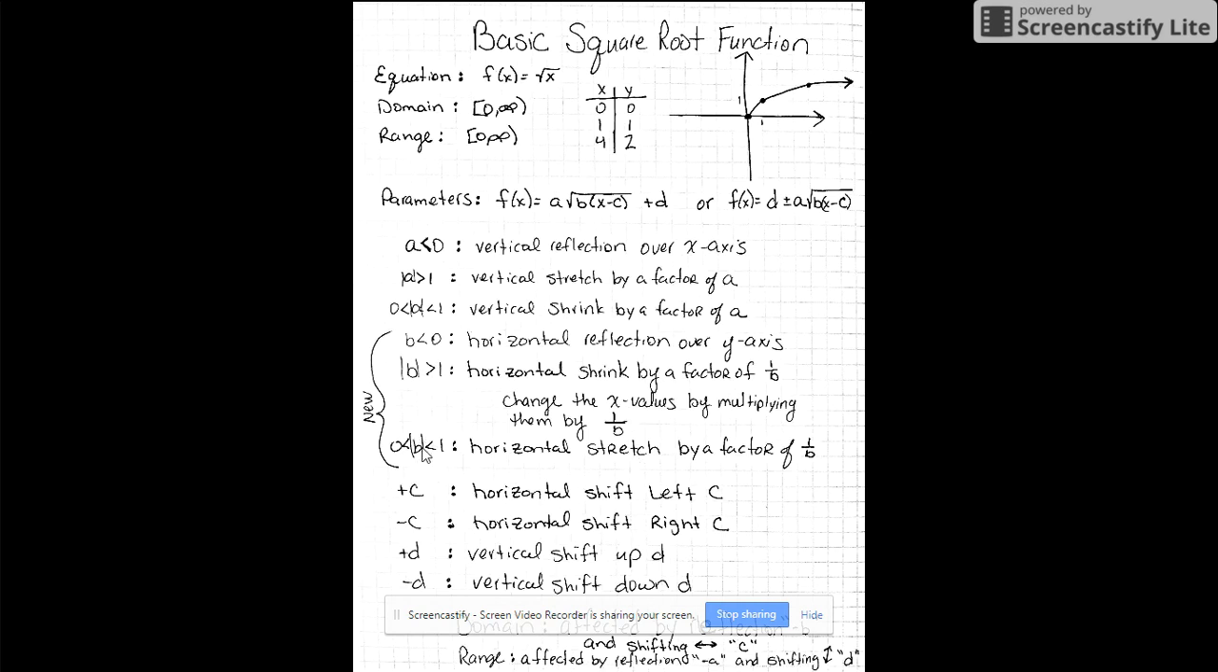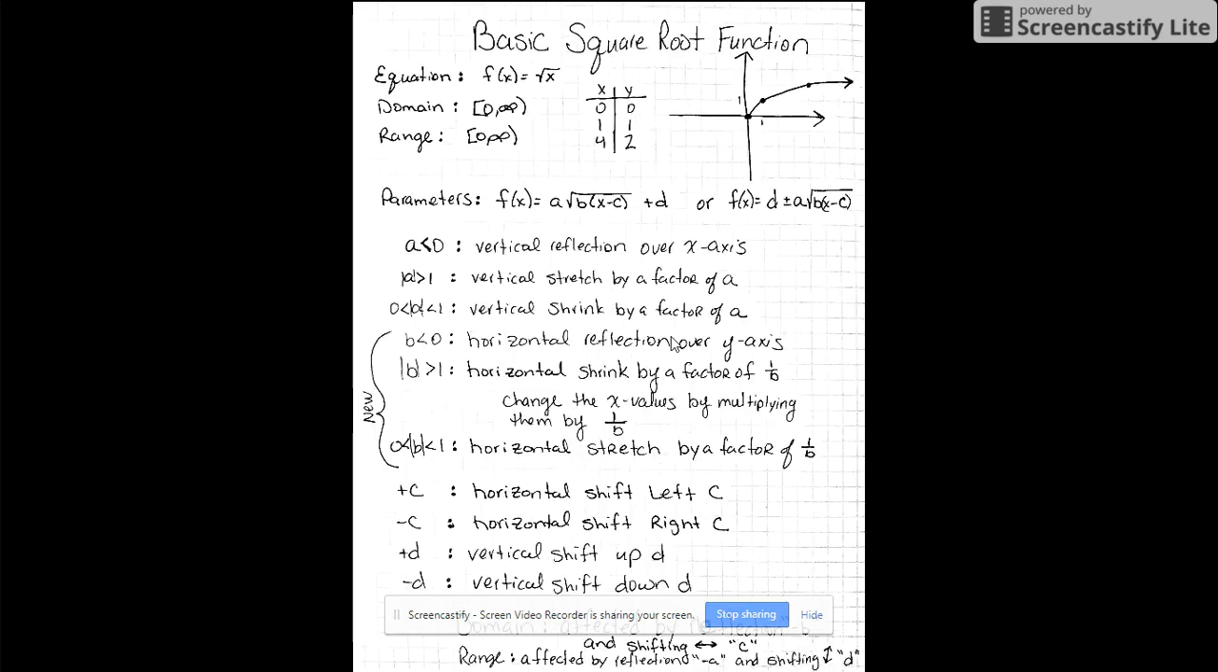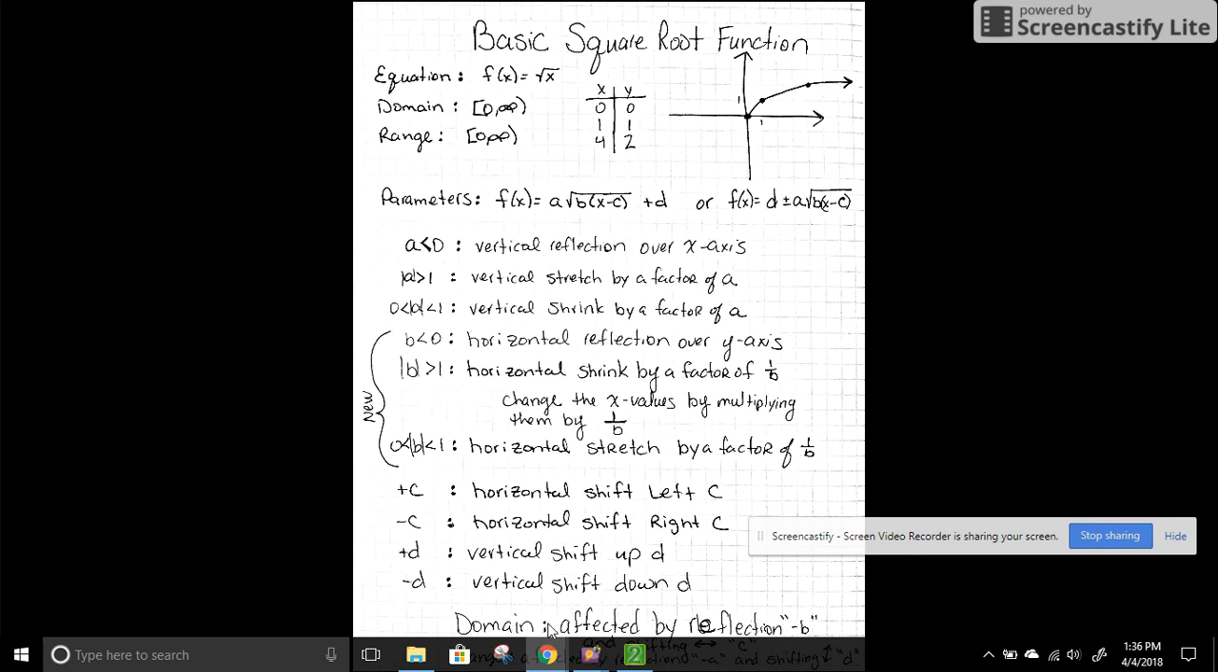When you ignore the sign of B, if B is a fraction, it's going to be a horizontal stretch. Again, it's the opposite of what you think. Okay, what's written down here at the bottom underneath that? It says the domain is affected by reflections, and I really need that. I guess I could look at my own notes. Domain is affected by reflections, and range is affected by reflections.